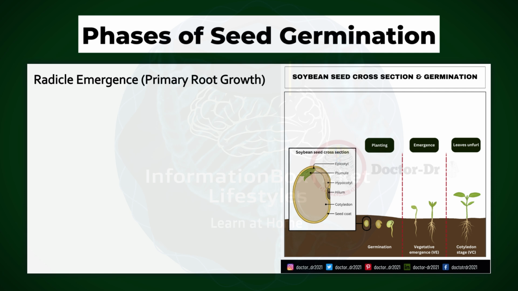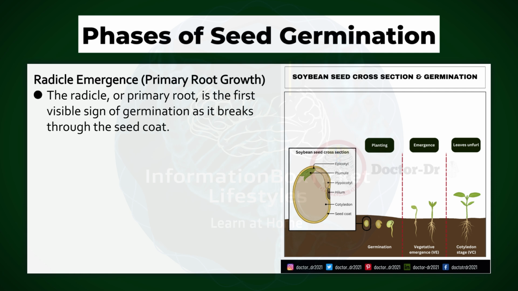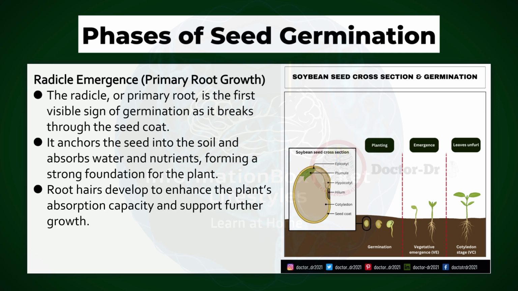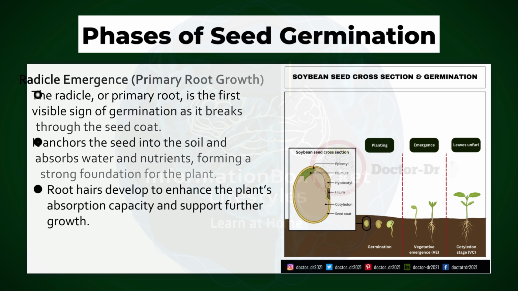Radicle emergence, primary root growth. The radicle, or primary root, is the first visible sign of germination as it breaks through the seed coat. It anchors the seed into the soil and absorbs water and nutrients, forming a strong foundation for the plant. Root hairs develop to enhance the plant's absorption capacity and support further growth.